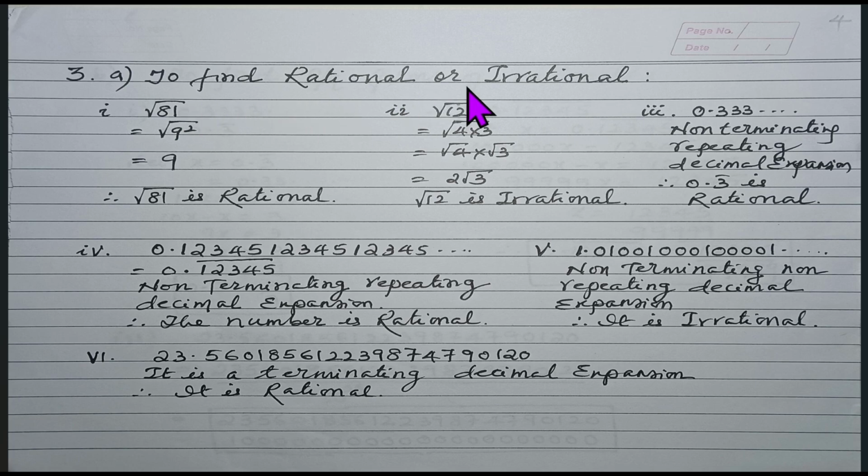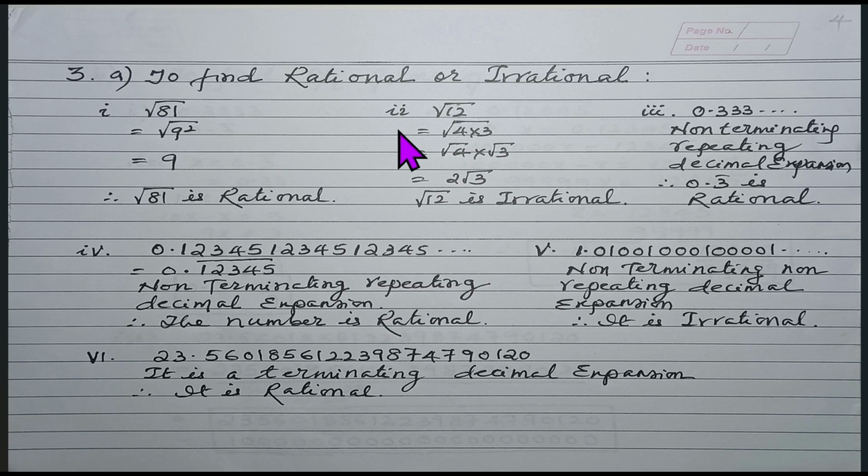Now we have to find out whether the given number is rational or irrational. Again I'll repeat, you are given a number, you have to find out whether it is rational or irrational. So let us understand that. The first number is square root of 81. Square root of 81 is square root of 9 square, which is 9, and 9 is a rational number. Therefore square root of 81 is a rational number.